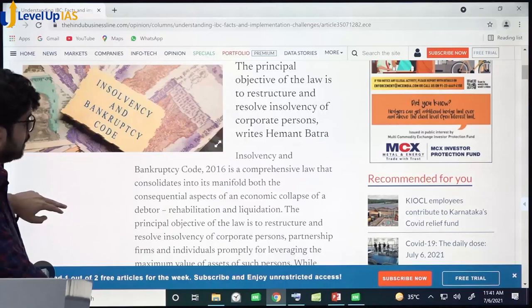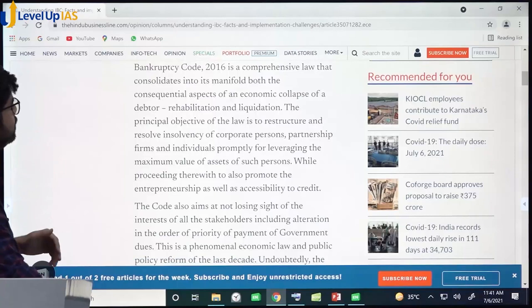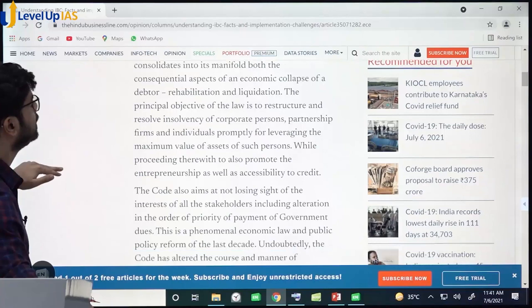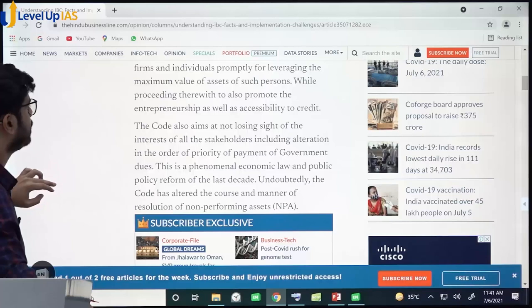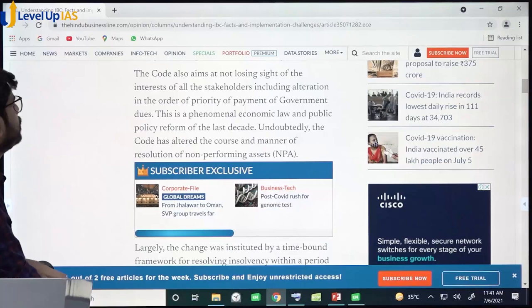The principal objective of the law is to restructure. IBC is a comprehensive law that consolidates into its manifold both the consequential aspects of economic collapse of a debtor, rehabilitation and liquidation. Principal objective is to restructure and resolve insolvency of corporate persons, partnership firms, individuals promptly for leveraging the maximum value of assets of such person. While proceeding therewith to also promote the entrepreneurship as well as accessibility. The code also aims at not losing sight of the interest of all stakeholders, including alteration in the order of priority of payment of government dues.